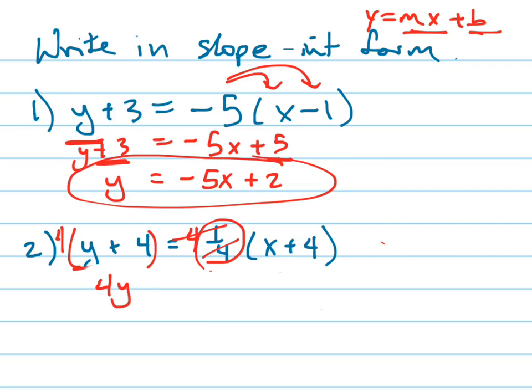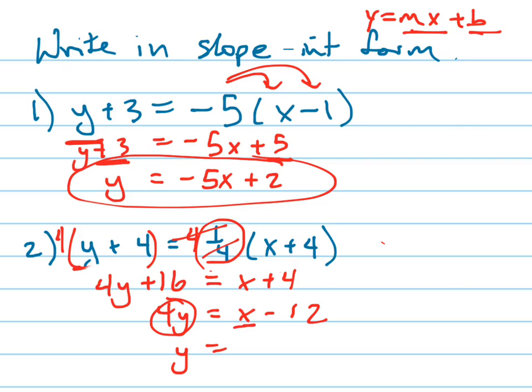Now I'd get 4y plus 16, don't forget to distribute it, equals x plus 4. Now I could subtract 16 from both sides, and I'd get negative 15. I'm sorry, negative 12, not negative 15, because 4 minus 16 is negative 12. Now I can just divide 4 from both sides, and don't forget to divide both terms over here, so that's 1/4 x minus 3. You could have done it that way as well if you wanted to.